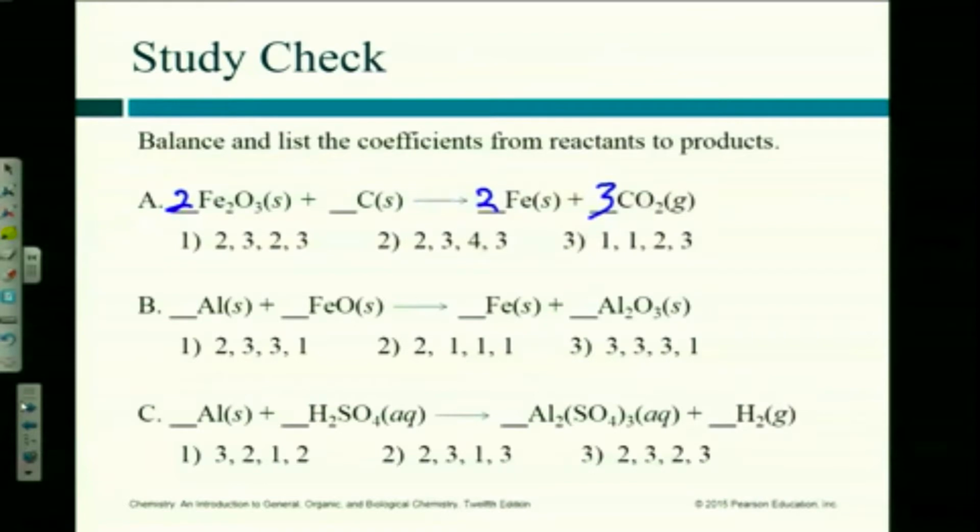And what did y'all say? But then that messes up your iron. Yeah, it does. I have 4 over here, so I'm going to get rid of that and put a 4 here. It also messed up my carbon, didn't it? Here I have 3, so I need to put a 3 right there.